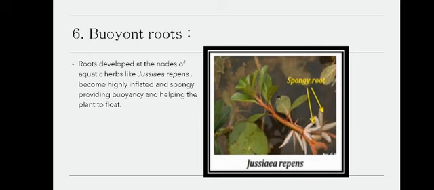Buoyant roots. Roots develop at the nodes in aquatic herbs like Jussiaea repens, and become highly inflated and spongy, providing buoyancy and helping the plant to float. The buoyant roots help the plant float because its leaves and stems would otherwise get damaged by the water. They provide protection to the plant.